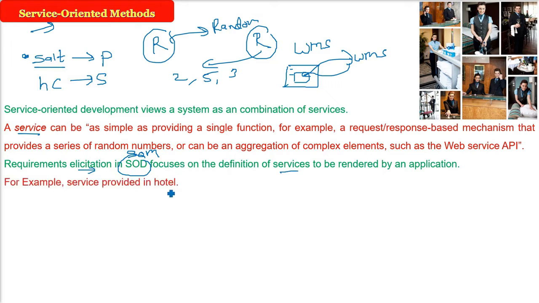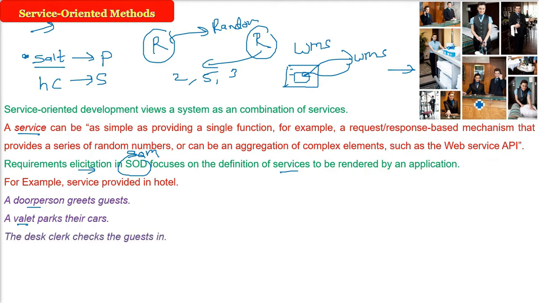Let us understand what the services provided in hotels are, so that we can equate it metaphorically with the actual software or services. For example, when you enter, a door person will be there, greeting you. A valet is going to park your car. So a door person is giving you service, a valet is giving you service. A desk clerk, when you enter, is going to check in the guest. Then you have a bellhop, who is going to take care of your bags. So these are different services provided in the hotel.